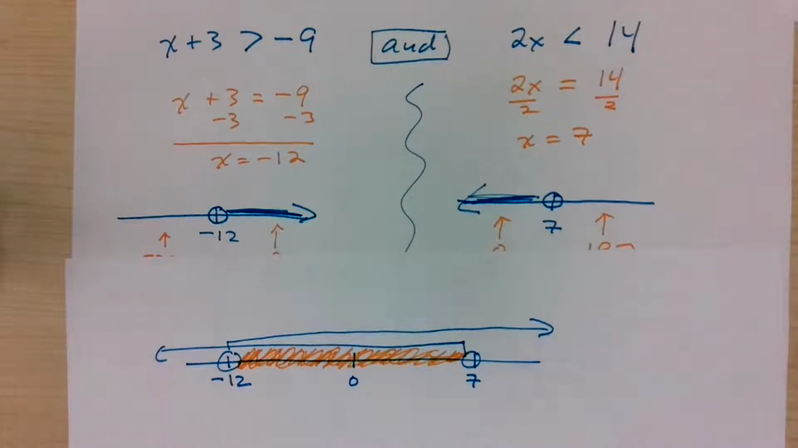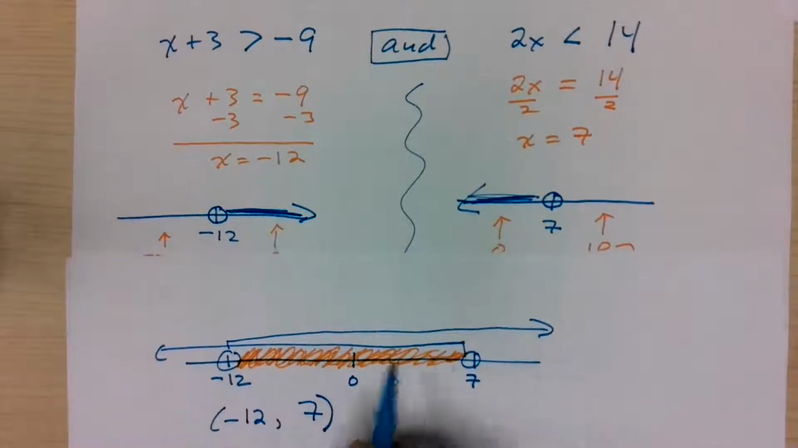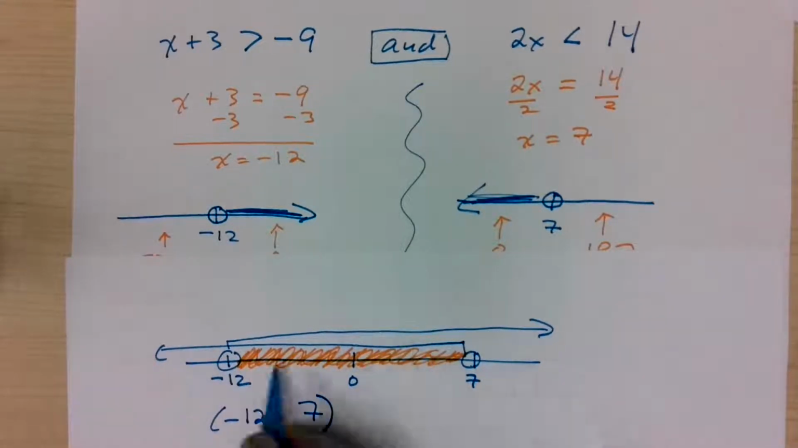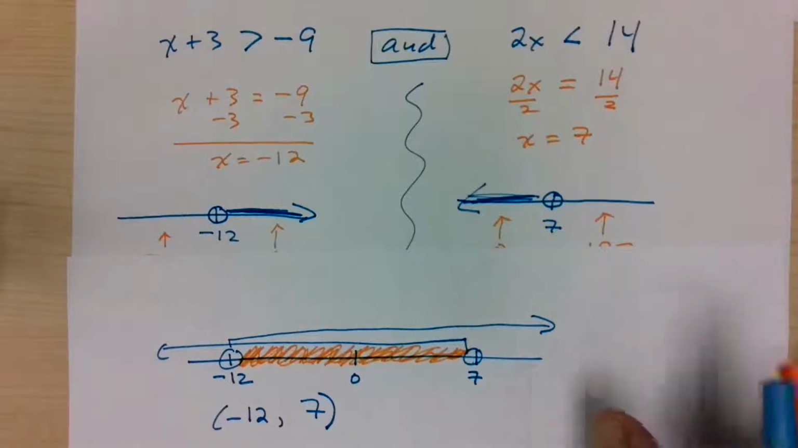If I do this in interval notation, what am I going to get? Round bracket, -12, comma, 7, round bracket. Notice I did not get to those points. I did not get to the endpoints. That's as far as I'm going to get. So I'm not actually getting there, so I've got to go with round brackets. That's an and situation. Let's take a look at another and situation written in a slightly different fashion.